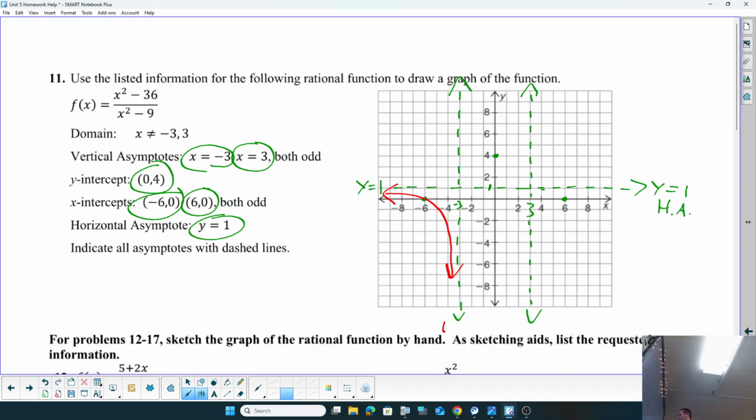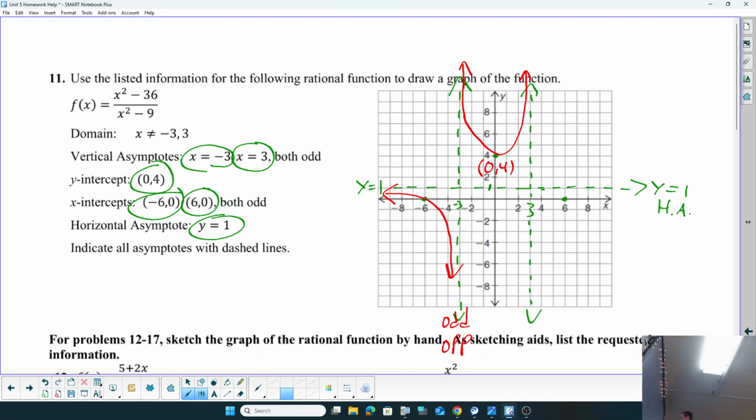And then this is going to be odd, which means opposite directions. So that means we're going to come up here, and come down like this. We're going to go through the y-intercept at 0, 4, through the y-intercept like that. Good.